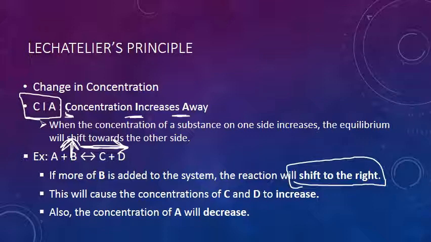So it will shift to the right because it needs to relieve the stress on the system. And what's going to happen to the concentrations of C and D, Nabiha? They're going to increase because they're in the direction that the reaction's going to move. And then concentration of A? That's going to decrease since it's on the side where the equilibrium is shifting away from.